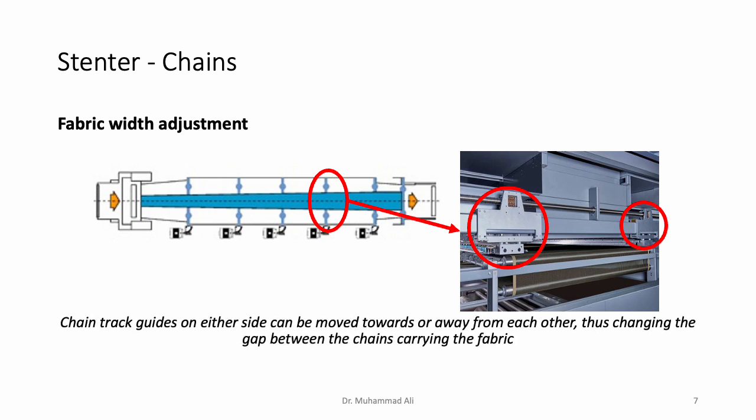And these chain track guides can either be moved away from each other if we want to increase the gap between the Stenter chains. We will need to increase the gap between the Stenter chains if we are trying to stretch the fabric in the widthwise direction. And of course, the chain track guides can be moved towards each other as well if we want to relax the fabric in the widthwise direction. And given that we have these multiple points of control along the length of the machine, we can gradually increase or decrease the width of the fabric as it passes through the treatment chambers.